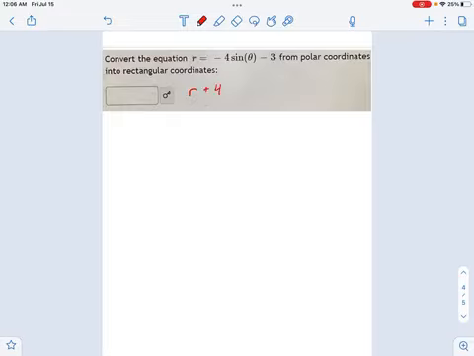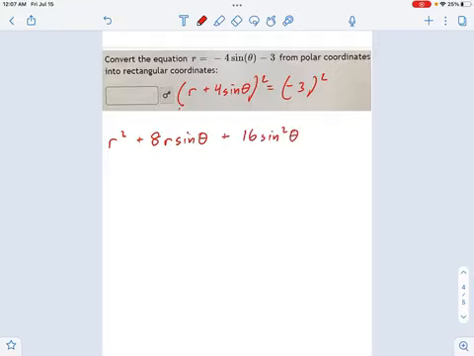Let's add 4 sine theta to each side. And we get this. Now let's try squaring both sides. Is it going to be a little different? I don't know. Let's see what we get. I'm going to square that. I'm going to square this. See what this turns into. Remember your foiling. We get r squared plus 8r sine theta, plus 16 sine squared theta. That's all the left side.